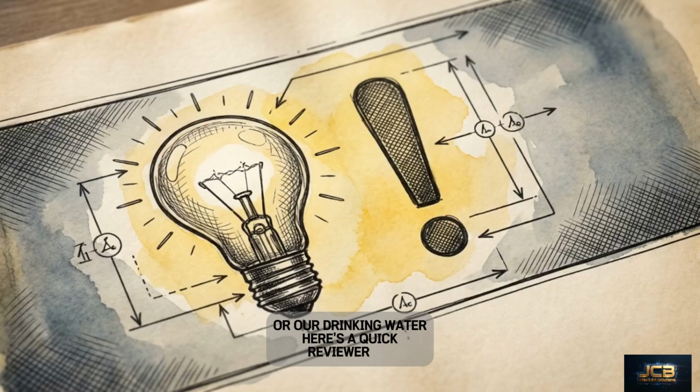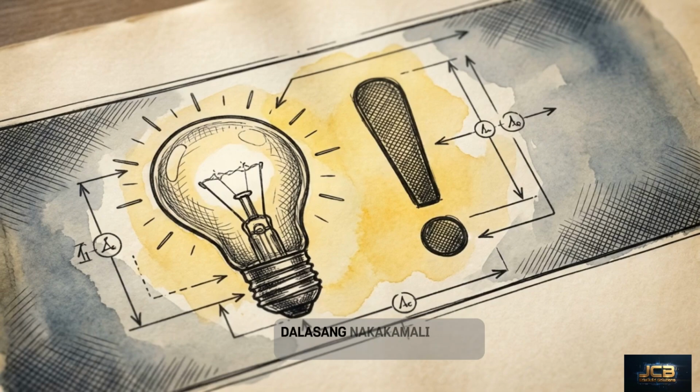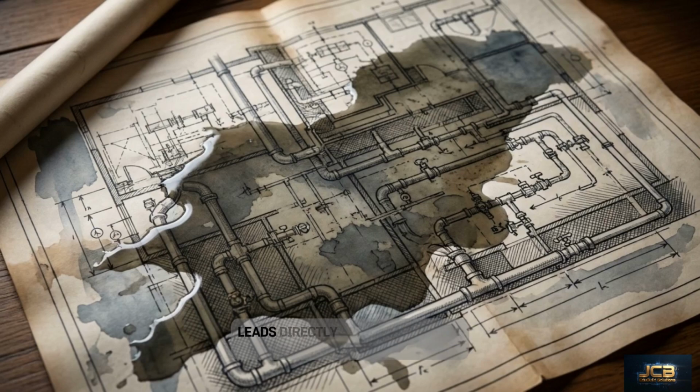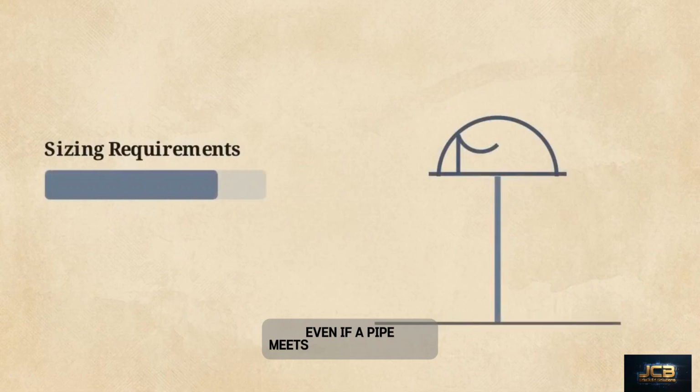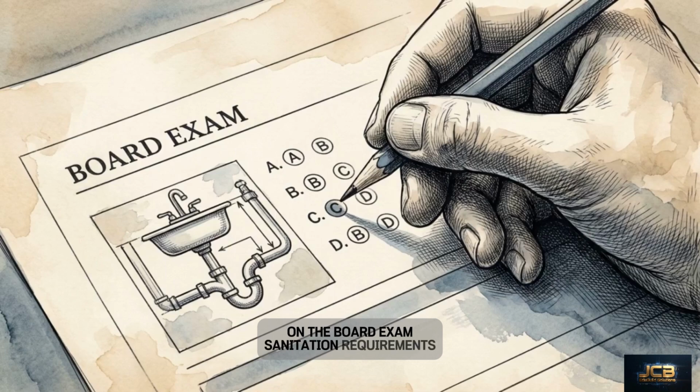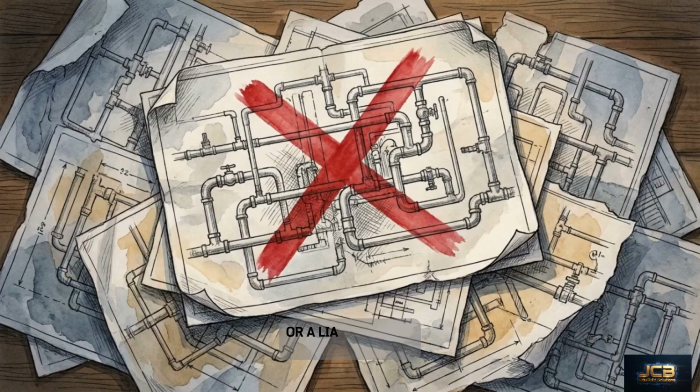Here is a quick reviewer tip. Saan kadalasang nakakamali? Sa pag-aakalang ang plumbing ay puro sizing lang. Ignoring sanitation requirements leads directly to contamination and rejected designs. Even if a pipe meets the sizing charts, it fails inspection if the layout allows for contamination. On the board exam, sanitation requirements determine whether a design is technically compliant or a liability. Kung mali ang design, ano mangyayari sa system?